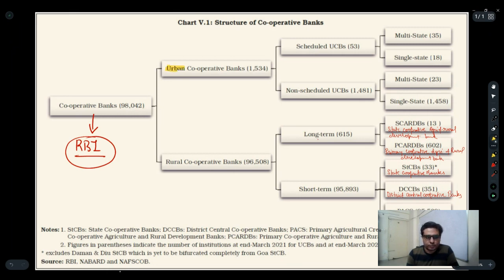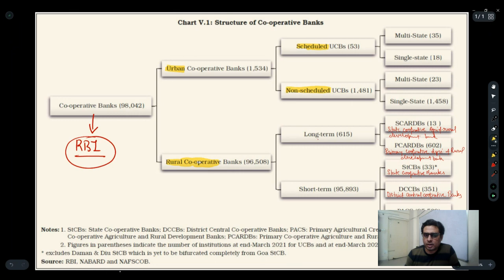So first focus on the urban. We are not going to give too much time to the urban because urban cooperative banks' functioning is more or less similar to commercial banks' functioning. So there is no point discussing it in detail here. Let's just understand the structure and then we will go to the rural cooperative, because you need to understand more things there, right? They are basically divided into scheduled and non-scheduled.